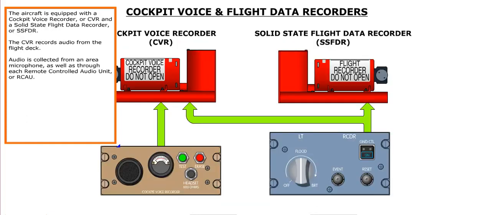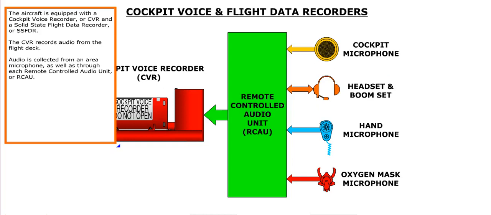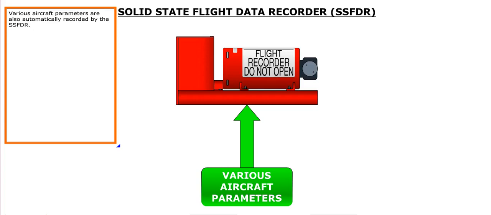The aircraft is equipped with a cockpit voice recorder, or CVR, and a solid-state flight data recorder, or SSFDR. The CVR records audio from the flight deck. Audio is collected from an area microphone, as well as through each remote-controlled audio unit, or RCAU. Various aircraft parameters are also automatically recorded by the SSFDR.